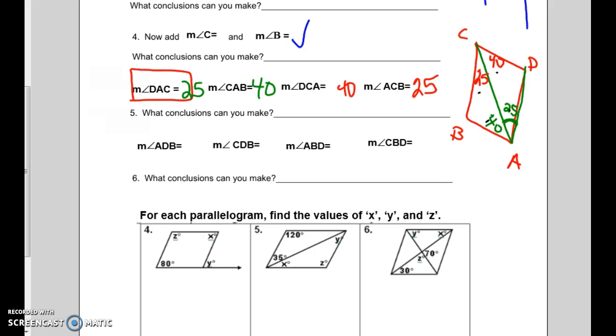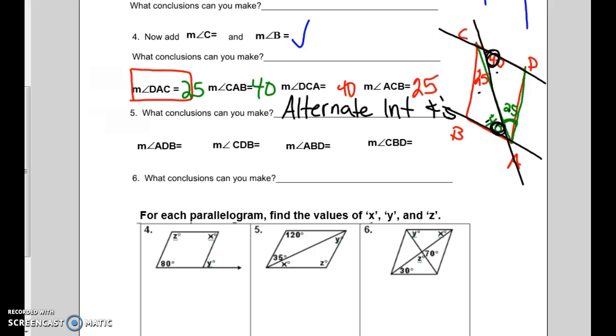Let me ask a question. What if this line is parallel to this line? What's this line right here called? Good. What do we know about this angle and this angle? They're the same. Why? They're alternate interior angles. Absolutely. They are alternate interior angles. And what do we know about alternate interior angles?